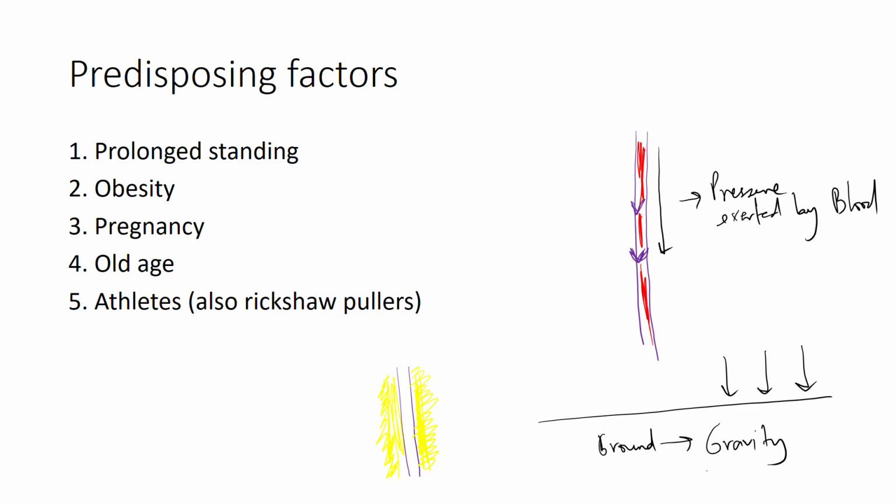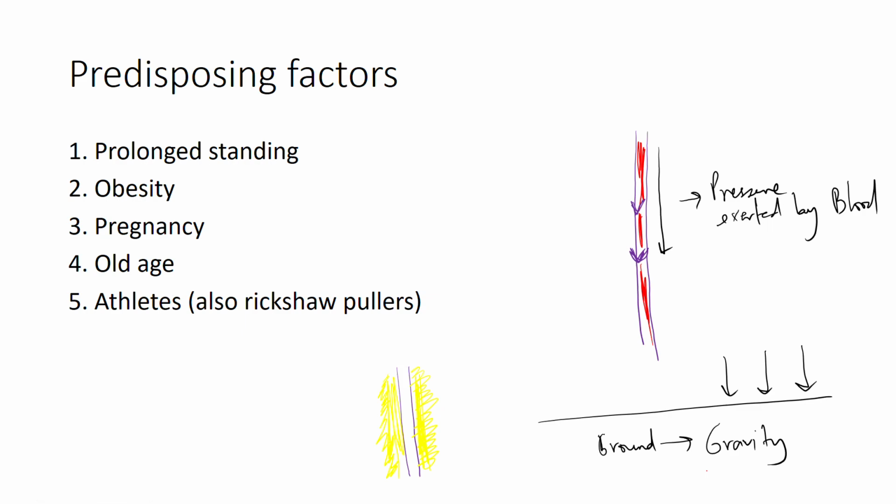Second thing is obesity. Now we know that the veins are present in the subcutaneous fat, and in obese people this fat is more. So if there's more fat, that means the structural integrity of these veins is poor, or the support that they get around these veins is lesser, so that can lead to varicose veins. Old age: like every other structure, the veins also get weak and old as age progresses, and that can lead to varicose veins. And surprisingly, even athletes are prone to get varicose veins.